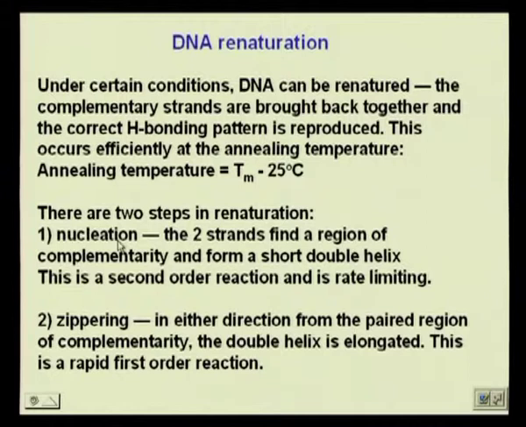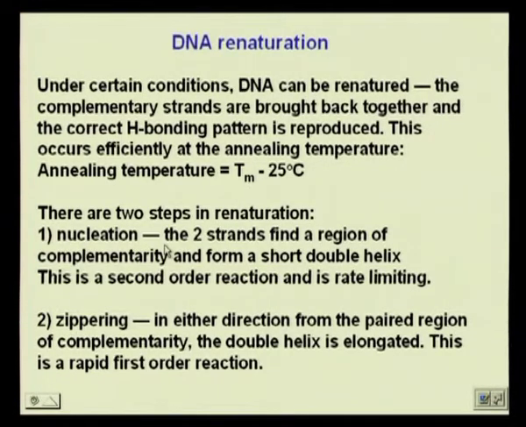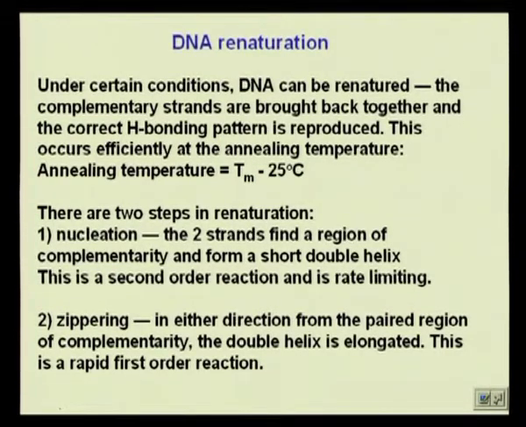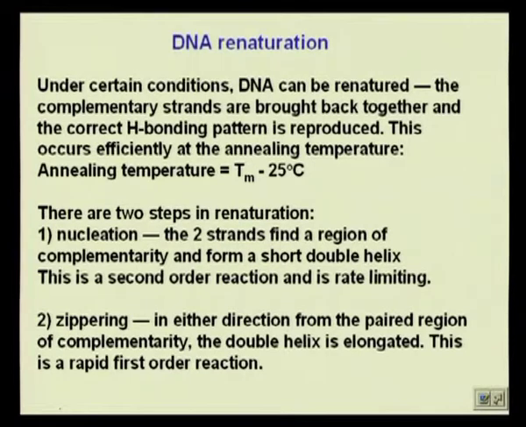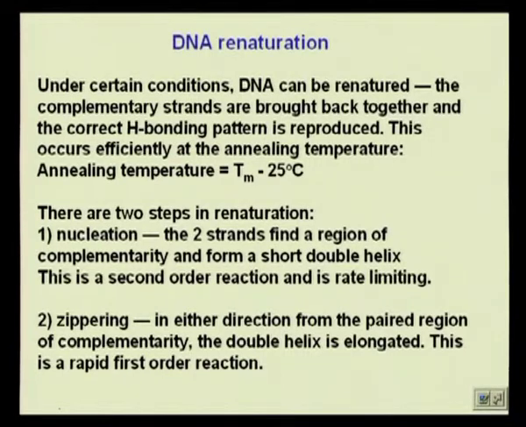First, there is a nucleation. This nucleation is where the two strands find a region of complementarity, okay? And then they form a short double helix. Then there is zippering in either direction. From the paired region of complementarity, the double helix is elongated, and you understand that only if it finds a correct set, otherwise what will happen? It will form a bulge, right.